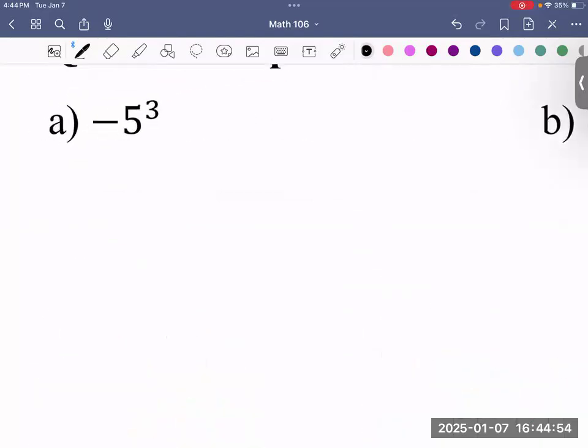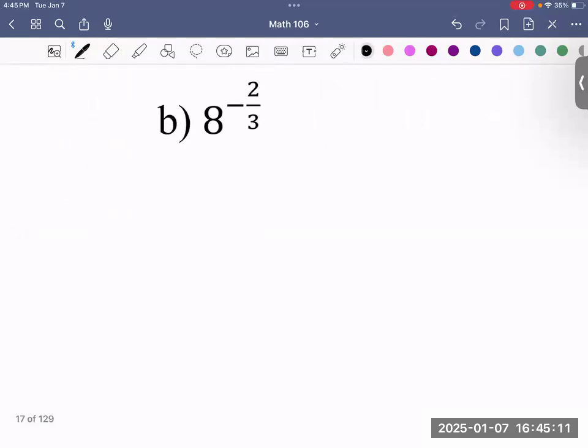So we have -5 cubed, which is really -1 times 5 cubed, which is equal to -1 times 5 times itself 3 times. So we're really working with -125.